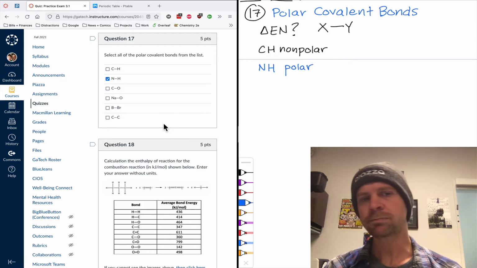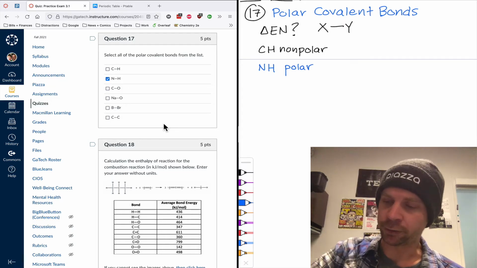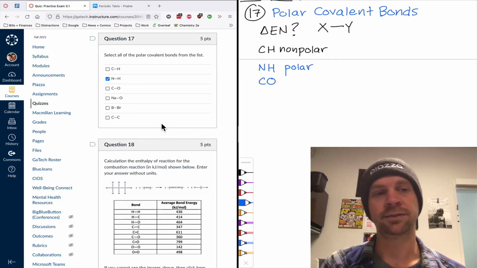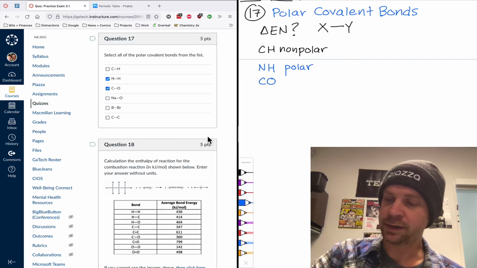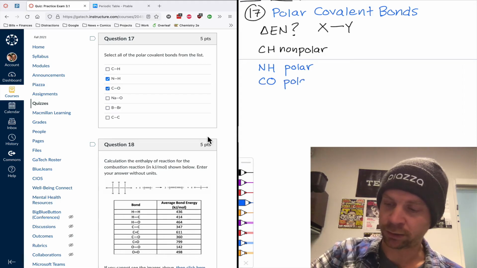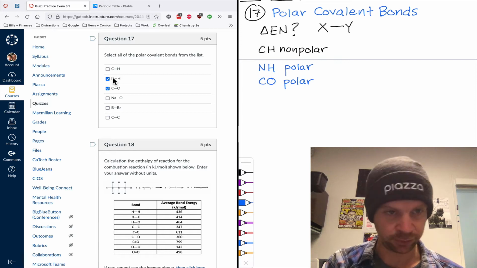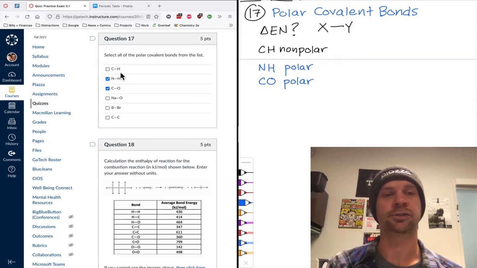Based on what we understand about electronegativity and bond polarity, C-O: oxygen is one of the most electronegative elements on the periodic table. C-O is absolutely a polar bond, polarized toward oxygen, with the electron density mostly on the oxygen. Of course, in N-H, most of the electron density is on the more electronegative nitrogen.